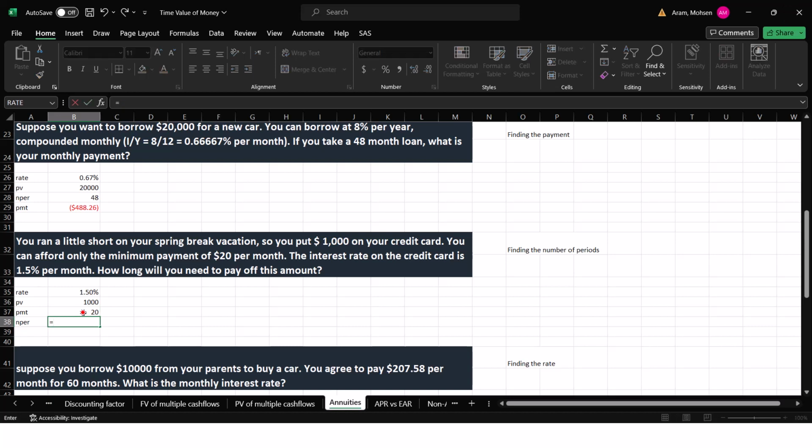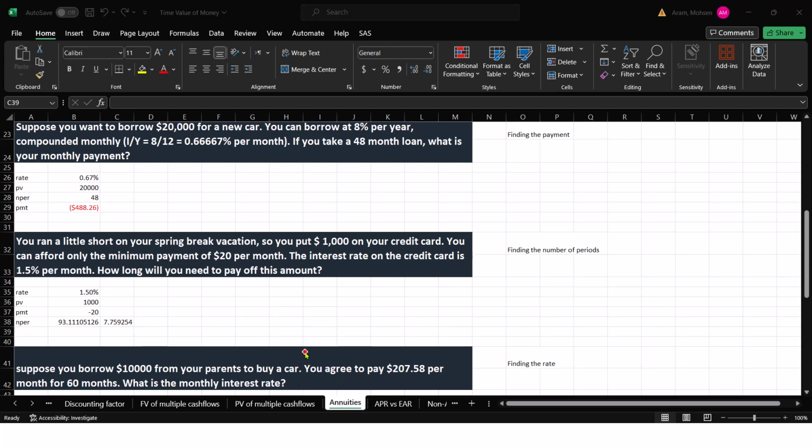So let's just calculate the number of periods. Rate is 1.5. Payment is 20. And then PV is 1,000. I'm not getting an error, but you cannot have a number of periods that is negative. So if I change this, it will take 93 months, or about 7 or 8 years, to pay off this loan.